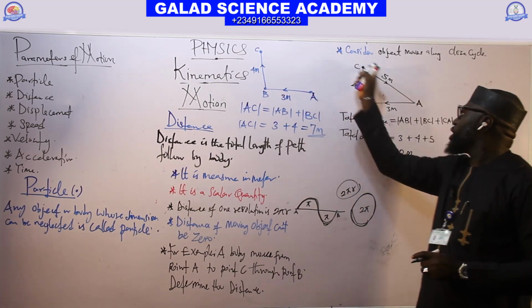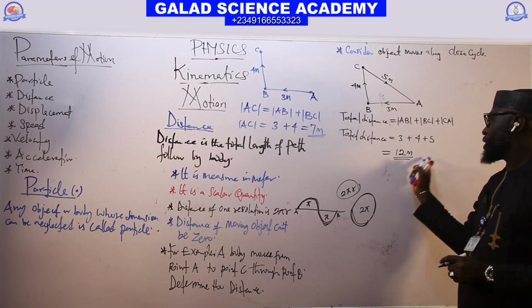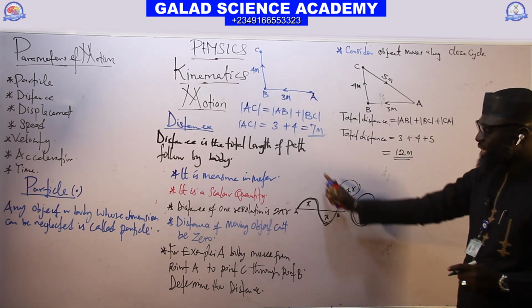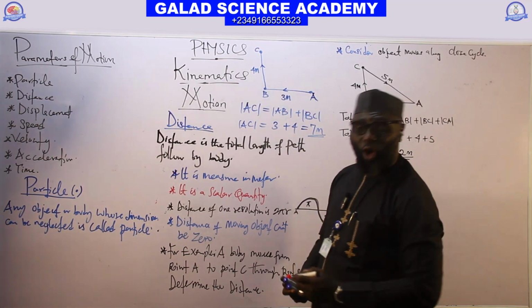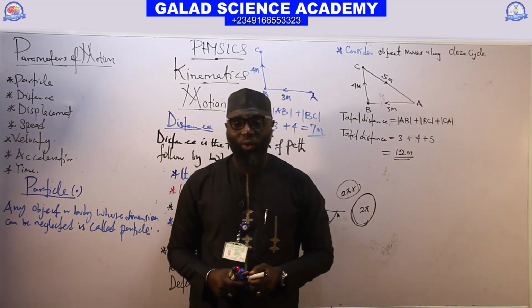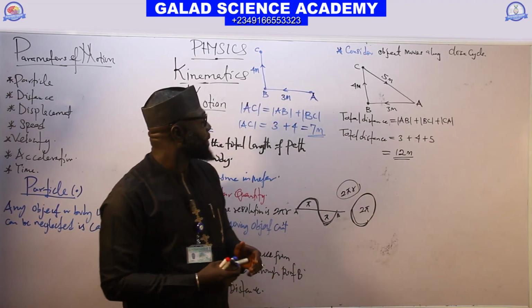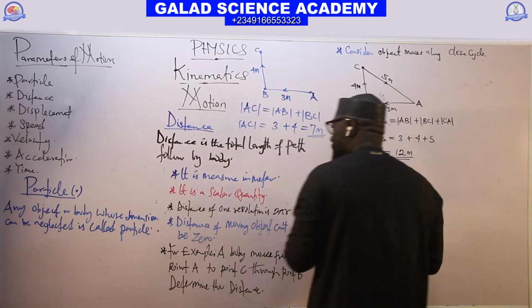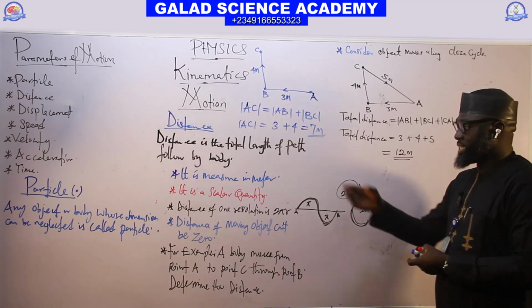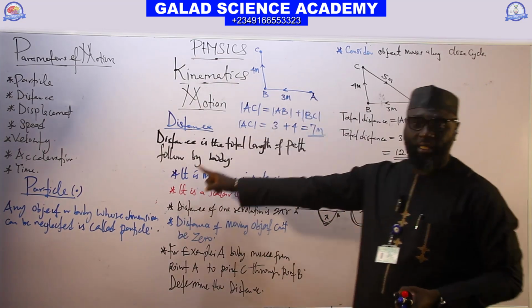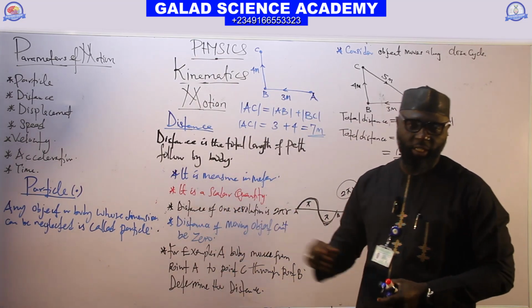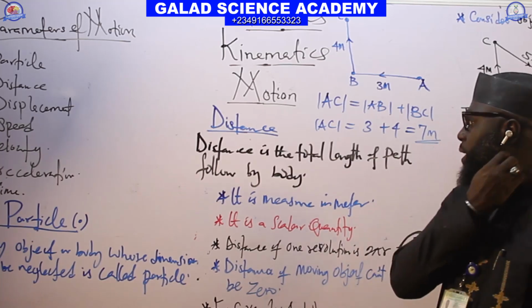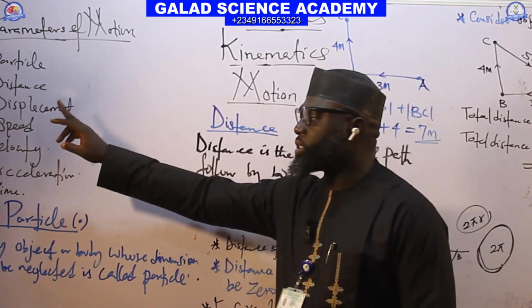But when this one is closed, coming back to the A, well, that covered is this. That is the distance. Or we can also define distance as the total length of path followed by the body.